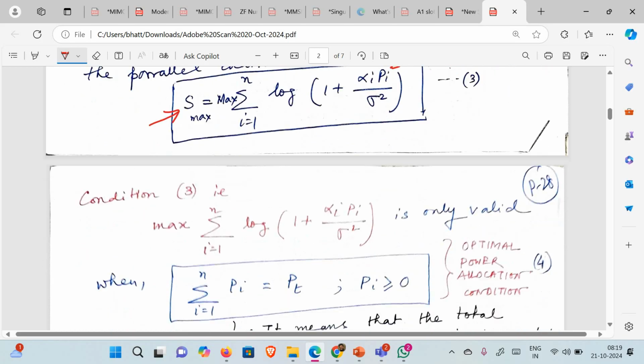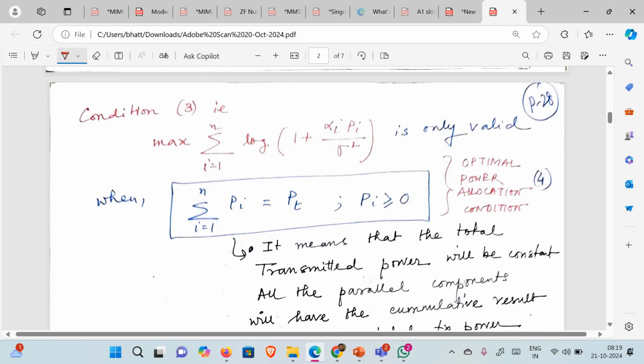Now we come to that equation once again. You can see here, this is very, very important. Please make a note of it. The maximum of log of 1 plus alpha I by Pi is only valid under a very important condition: the summation of the Pi, that is the individual power allotted across the n possible branches, should always be equal to the transmitted power.